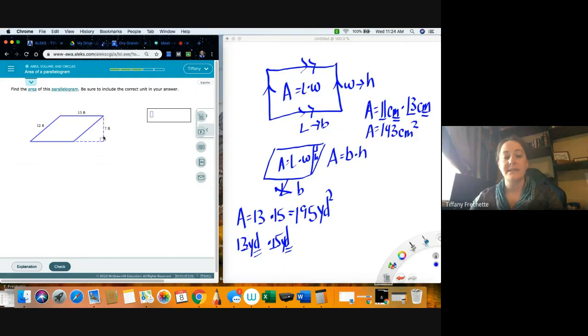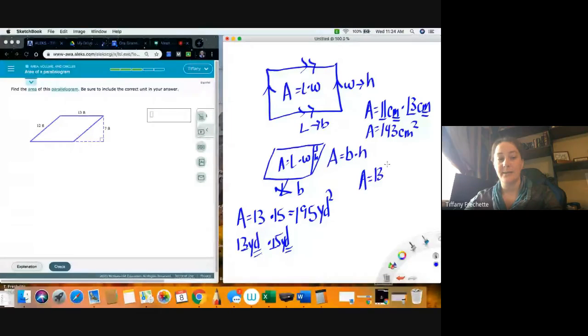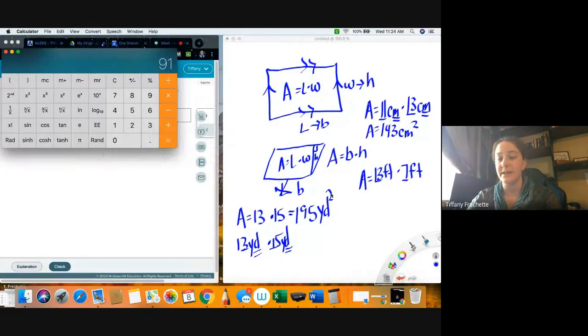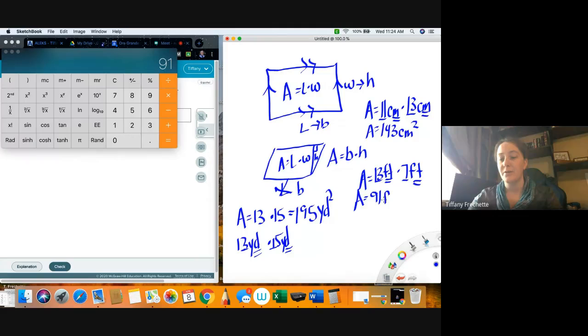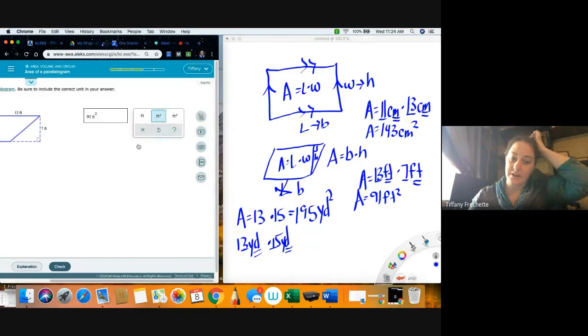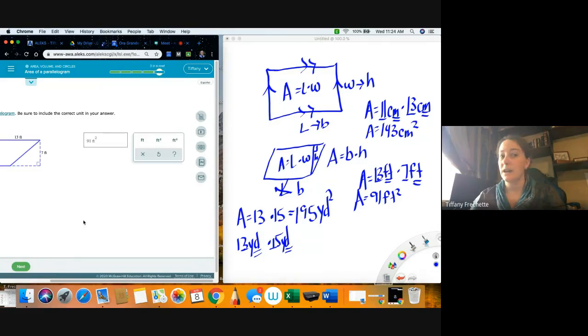So I have 7, and it's connected to the bottom. Even though nothing's written on the bottom, remember the top and the bottom are the same. So this is 13 on the bottom. So my base is 13, and my height is 7. So I have area equals base, which is 13 feet, times 7 feet. So I have 13 times 7. If you do this in your head, that's perfectly fine. I'm just using the calculator to show you it's okay to use the calculator. And then we have feet times feet. So feet squared. All right. So I have 91 feet squared. Check. Yay, we did another one.